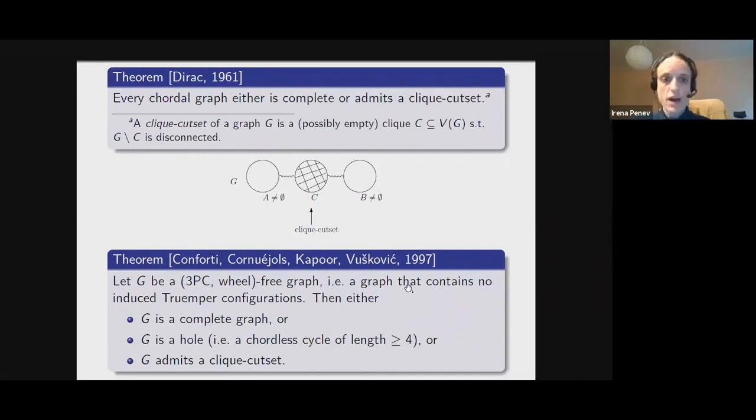decomposition theorem, except that you have one extra outcome, which is that G is a hole. So once again, if you have a graph that's 3PC wheel-free, that is to say a graph that does not contain any induced Truemper configurations, then it's either going to be a complete graph, that's exactly what you had over here, or it's going to be a hole. So that's another outcome. Those would be the basic graphs that you can get. Or it's going to admit this decomposition, so it's going to admit a clique cut set. That's the same thing that we had for chordal graphs. This is not my theorem. This is a theorem that was proven by these 4 people 20-something years ago.